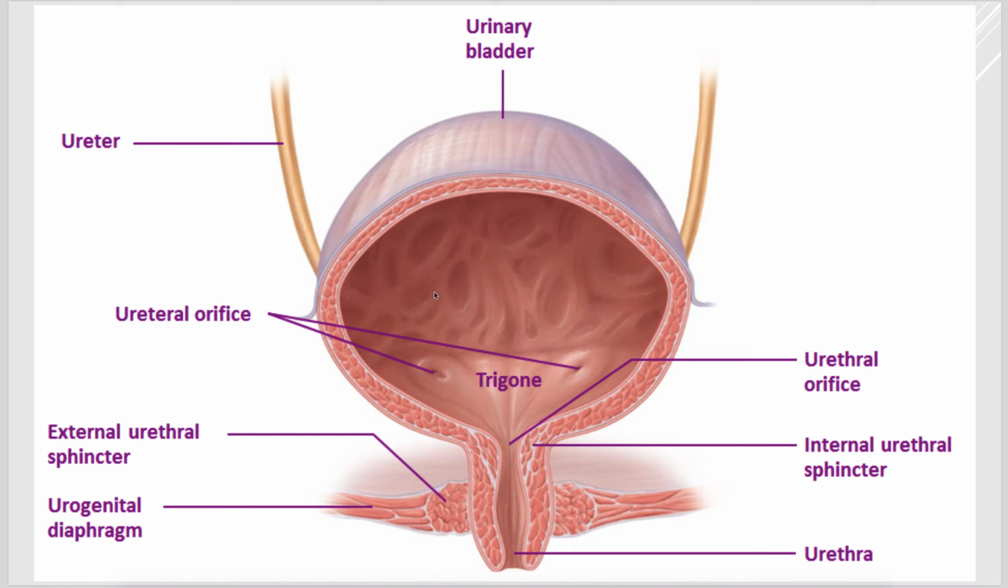So here you can see some of this anatomy. It's really just a storage compartment for urine. Here are the ureters draining into the urinary bladder. So yeah, these are the rugae.